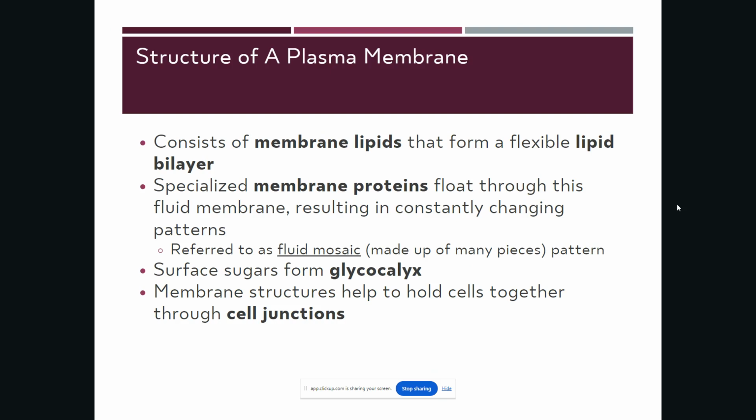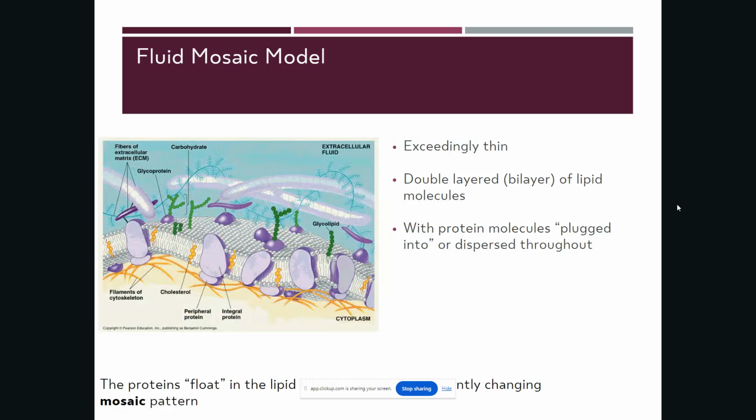There's also other membrane structures that help hold cells together through cell junctions, like tight junctions, which hold epithelial cells together and prevent water from moving through epithelial sheets. So all of these structures attached to the outside of the cell are also making up what we call the extracellular matrix. So here's your first look at that fluid mosaic model, or at the dynamism of the cell membrane, again, which is also known as the plasma membrane.